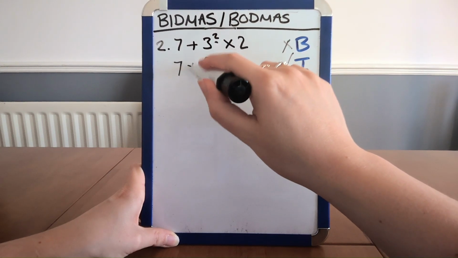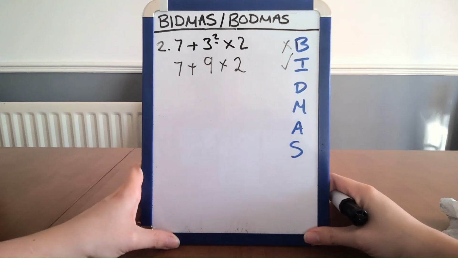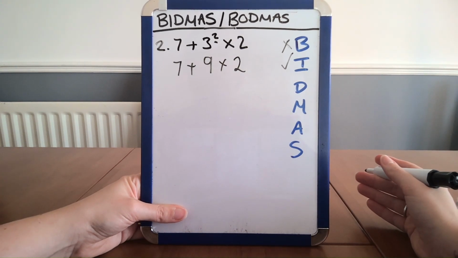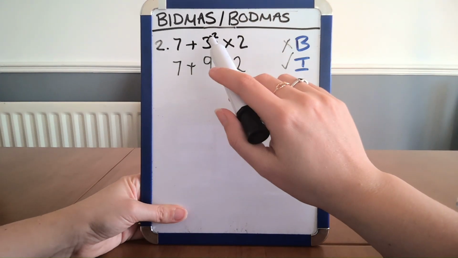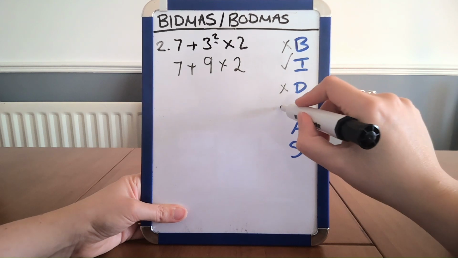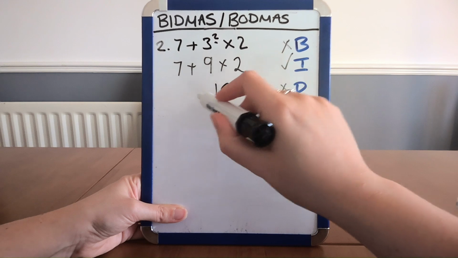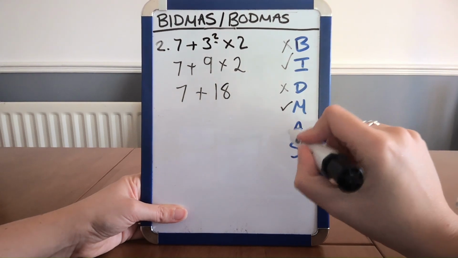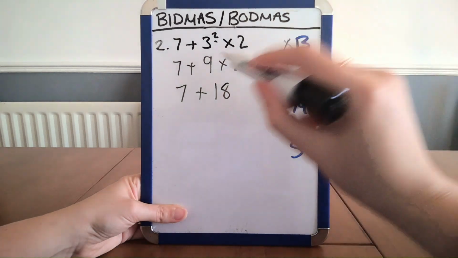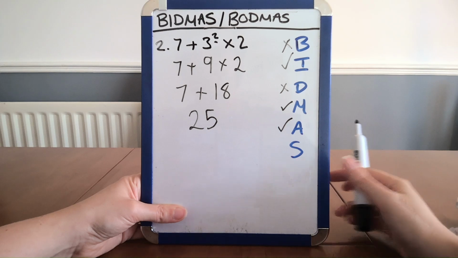And then again, like I said, I like to write mine out completely again. In the exam, that is the best idea, to write it out fully so that if you do make a mistake, they can see where you went wrong. So now we have 7 plus 9 times 2. There isn't any division. There is a multiplication, so that comes next. 9 times 2 is 18. There's an addition, which is 7 plus 18, which is 25. So our answer is 25.